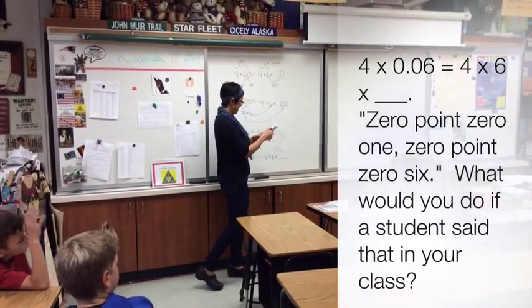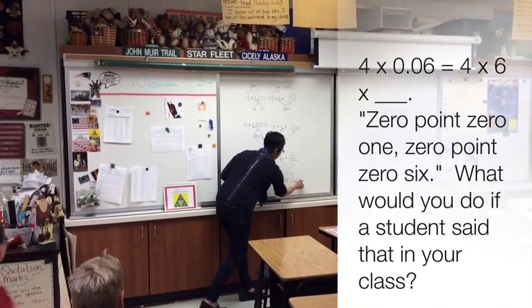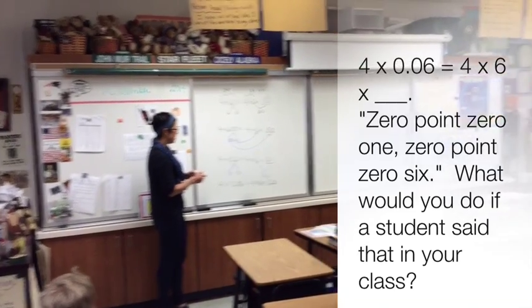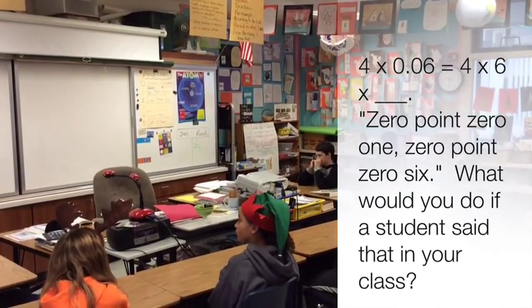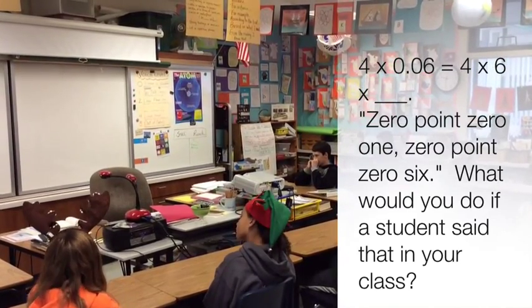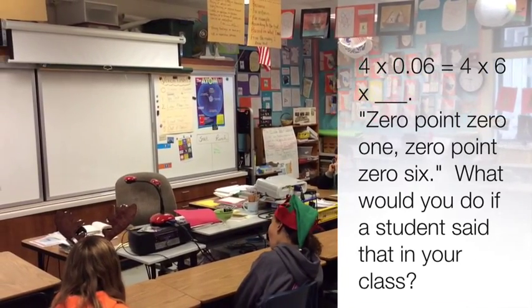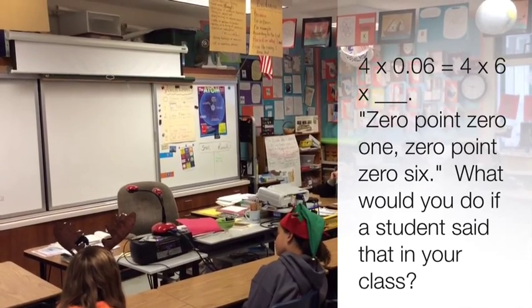Yes. 0.01. 0.01. Because if you multiply 6 times 0.01, you have to get 0.06. So 0.06 or 6 hundredths is the same as 6 times 100.